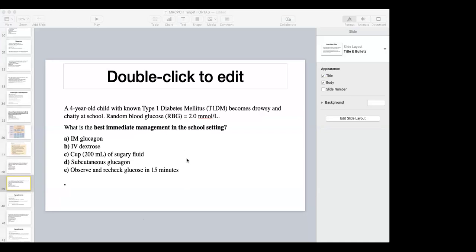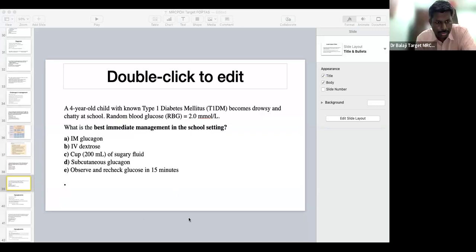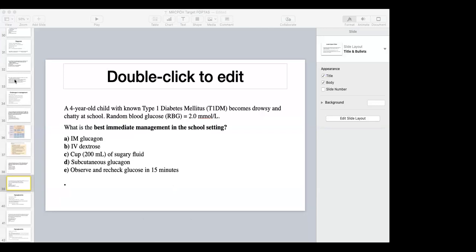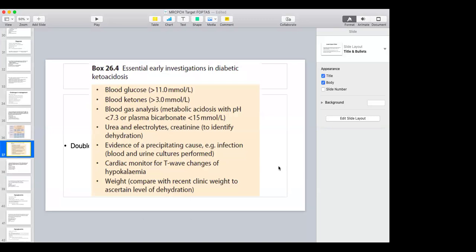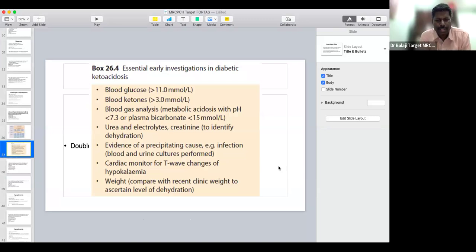Sir, before you continue, could you show slide number 37 once again, doctor? Slide number 37. You want to see? Yeah. This is the definition for diabetic ketoacidosis. Okay, sir, thank you. Have a look into it. We'll share the recording, doctor.